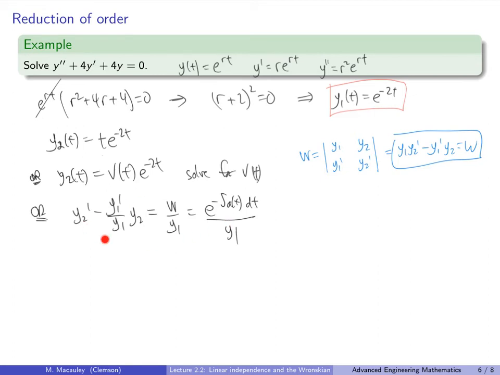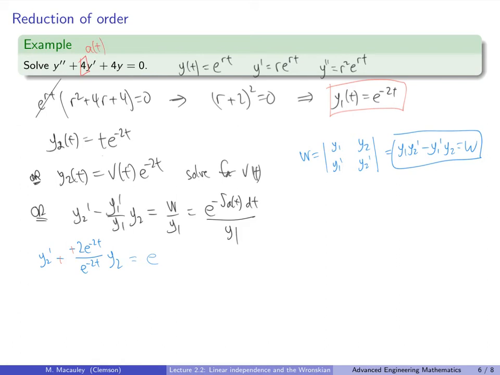So now let's actually plug this thing in. So what do we have here? So we have y2 prime minus y1 prime. That's minus 2 e to the minus 2t. And y1 is e to the minus 2t. Right away, let's just make this minus minus plus plus. And we have y2. And then on the right-hand side, we have e to the negative integral of a of t. What's a of t? That's this.